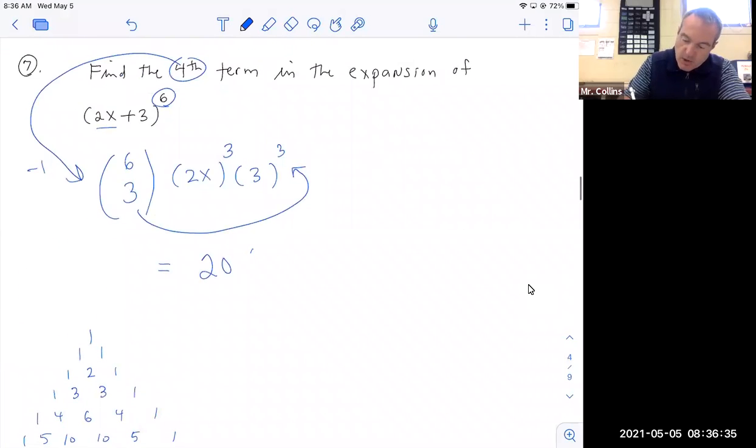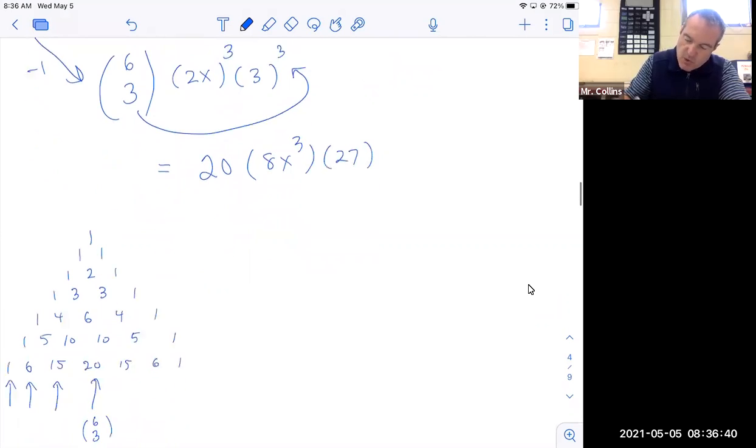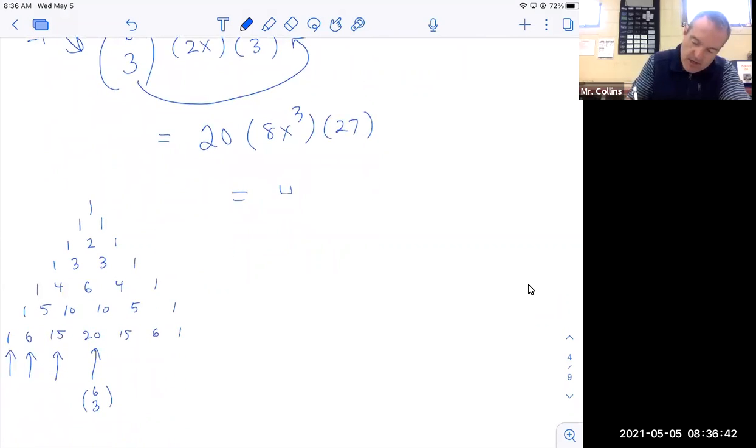It's 20. 2 cubed is 8. 3 cubed is 27. 20 times 8 times 27 is 4320, and I still have an x cubed.